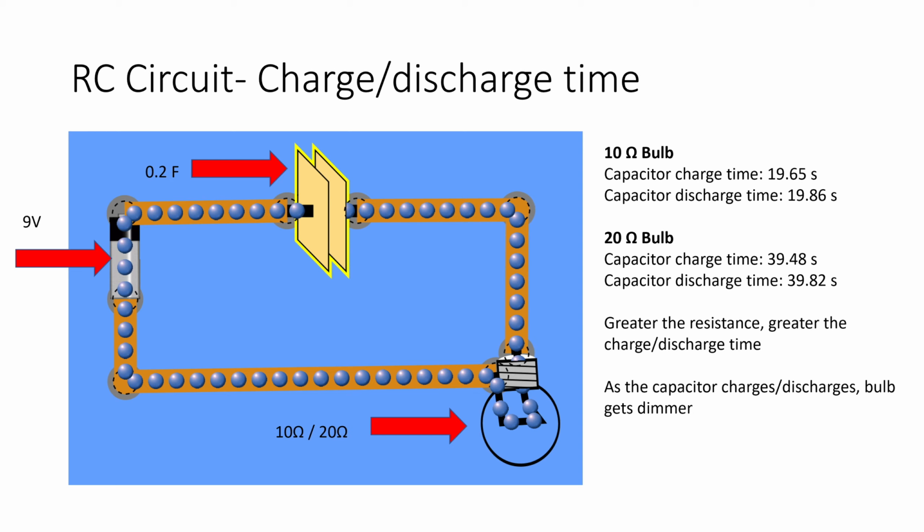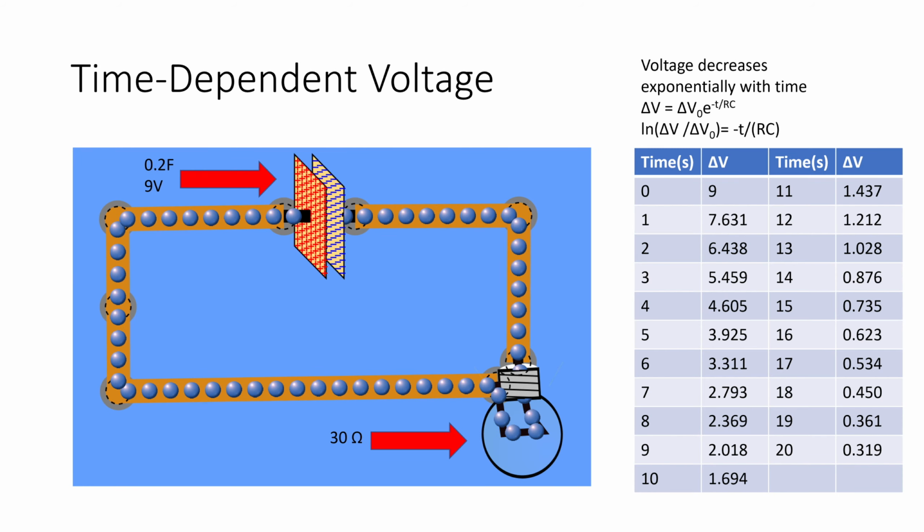Now let's take a look at an RC circuit and the charge and discharge time of a capacitor. As you charge a capacitor and discharge a capacitor, those times are going to be the same, and the greater the resistance in your system, the greater the charge and discharge time. As the capacitor is charged and discharged, the bulb is going to start really bright, and then it's going to get a lot dimmer. And we're going to see that this is because voltage decreases exponentially with time.